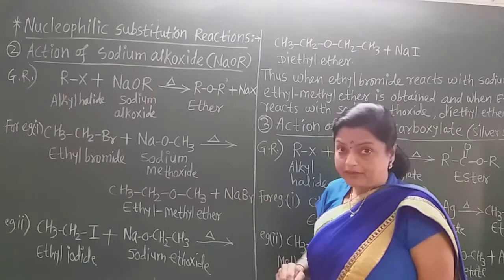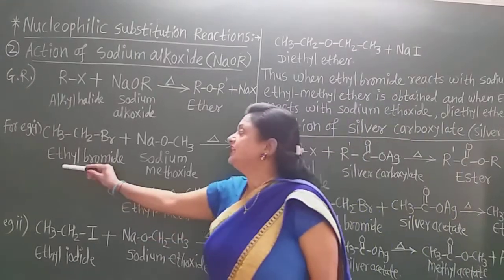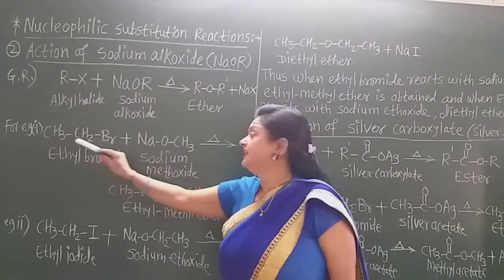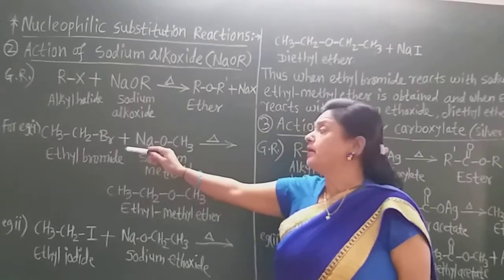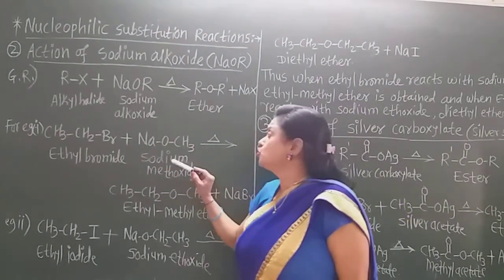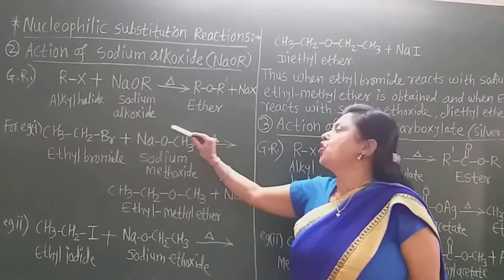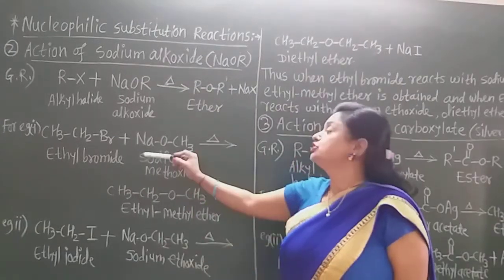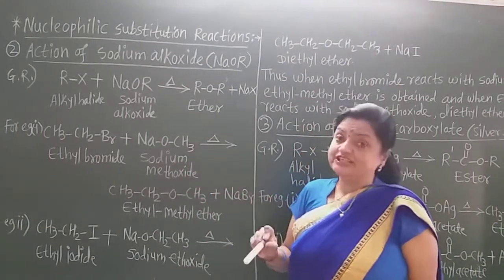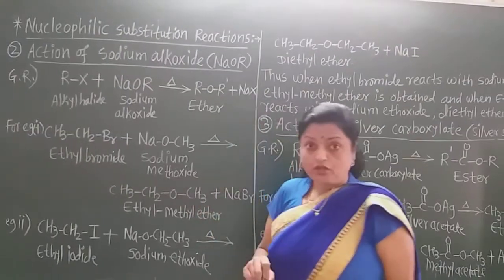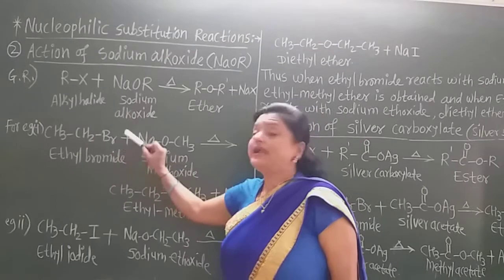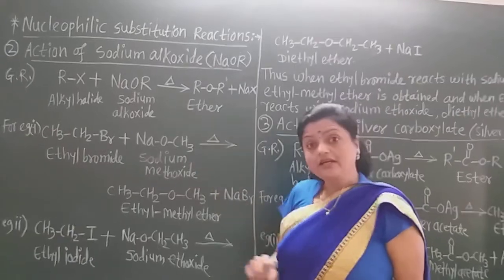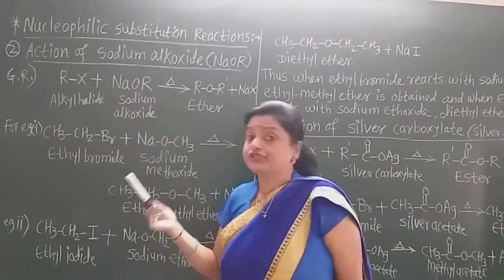Now take a particular example. This is the alkyl halide, and its name is ethyl bromide. When ethyl bromide reacts with sodium methoxide, this OCH3 group is called the methoxide group, and NaOCH3 is called sodium methoxide. In this reaction, the bromide ion is replaced by the methoxide ion. That is, the new nucleophile comes in, so it is a nucleophilic substitution reaction.